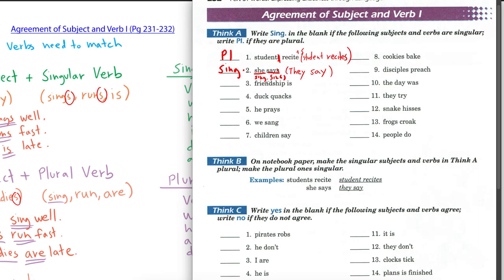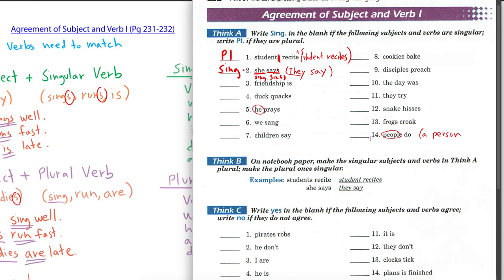So some of these subjects, you will actually need to change the word entirely. For example, "he prays." Instead of saying "he," same thing with "she," right? Just write "they." And for 14 also, to change "people" into singular, you would need to write "a person." Okay.